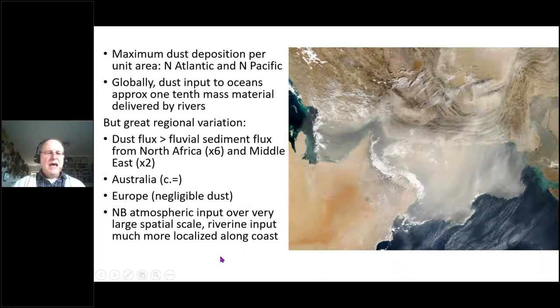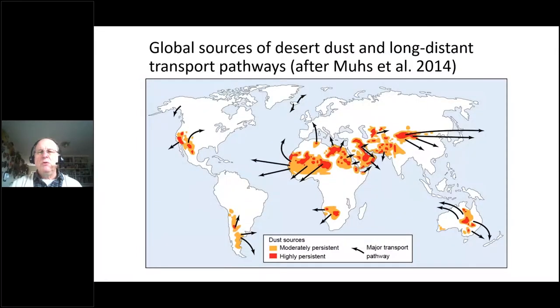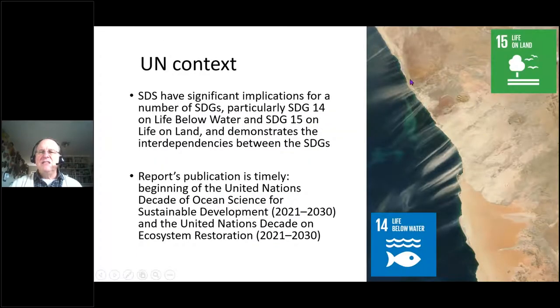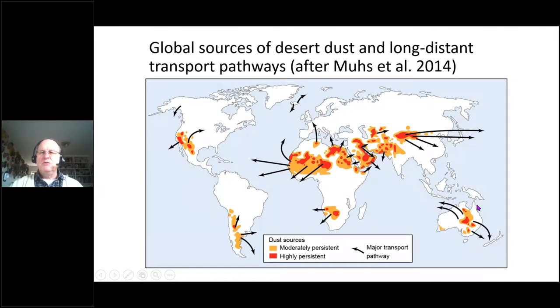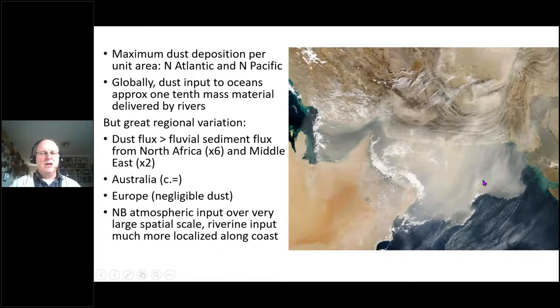I think another pertinent general point to make is that the atmospheric input tends to be on a large spatial scale. And you can see here from this satellite image of the northern part of the Indian Ocean, the large area of dust being deposited over that part of the ocean, in contrast to riverine input, which tends to be much more localized along coasts. That's not to say that you don't also get plumes of dust. If I go back a couple of slides, this is Southern Africa, and you can see distinct linear plumes coming off the Southern African continent. But at the same time, you also get these very large areas of deposition over the oceans.